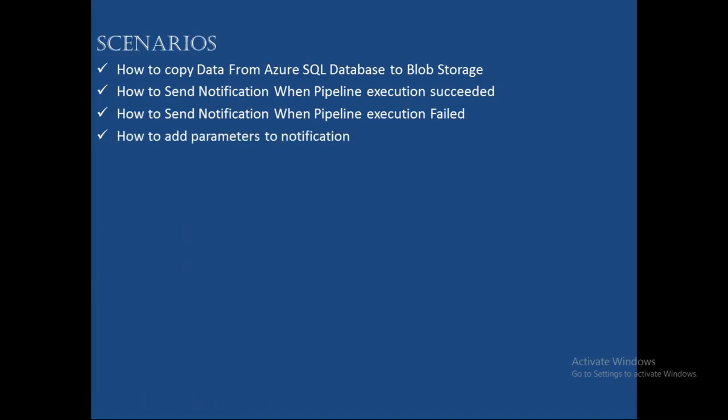How to add parameters to the notification. Without parameters also, you can simply say that the pipeline failed. But nobody knows which pipeline. You might have hundreds of pipelines. Which pipeline failed? We don't know.